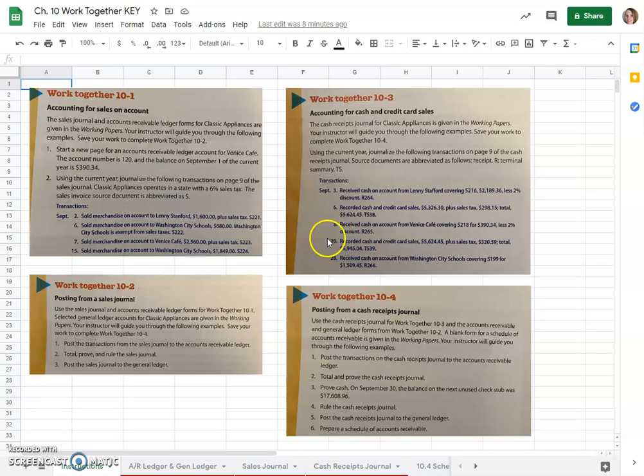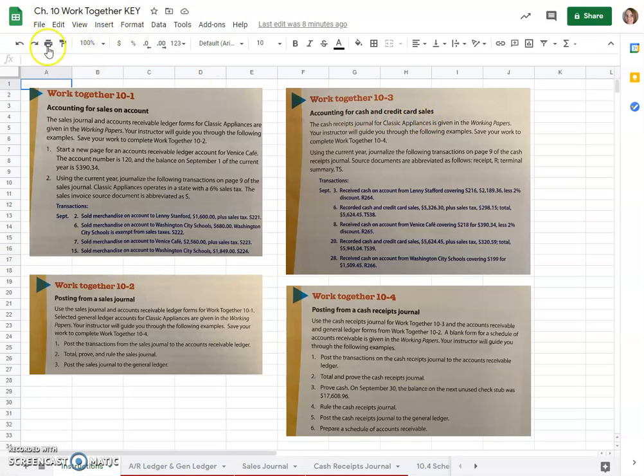In this video, I'll be going through the Work Together 10-3 problem from your Century 21 Accounting textbook by Gilbertson, Lehman, and Gentene, edition 10E. So all credit to them for this particular problem out of that particular text. This problem will be doing accounting for cash and credit card sales in the same problem that we've been doing.